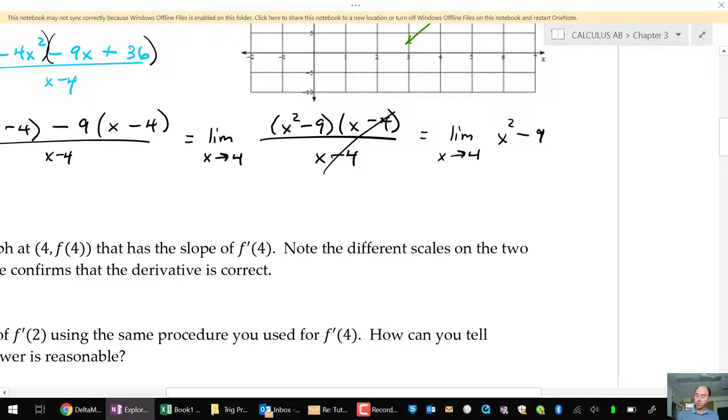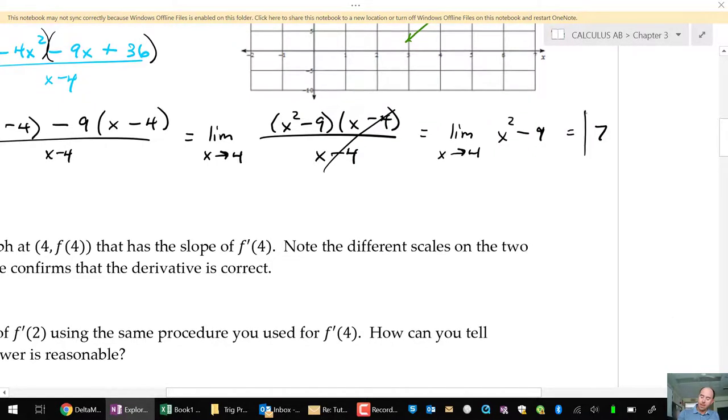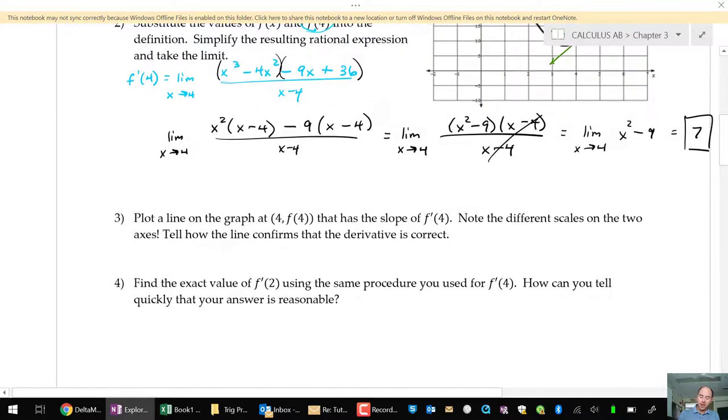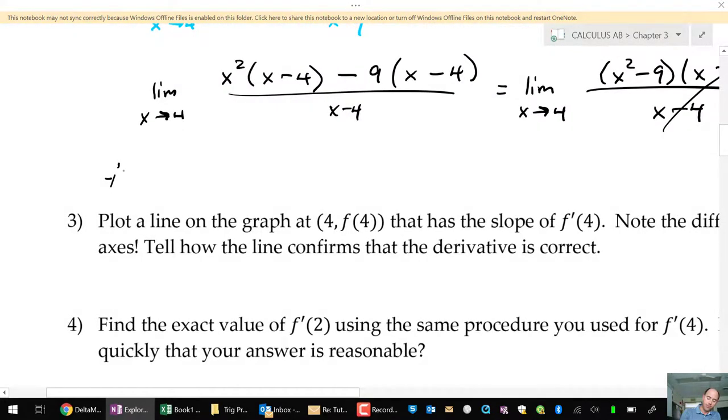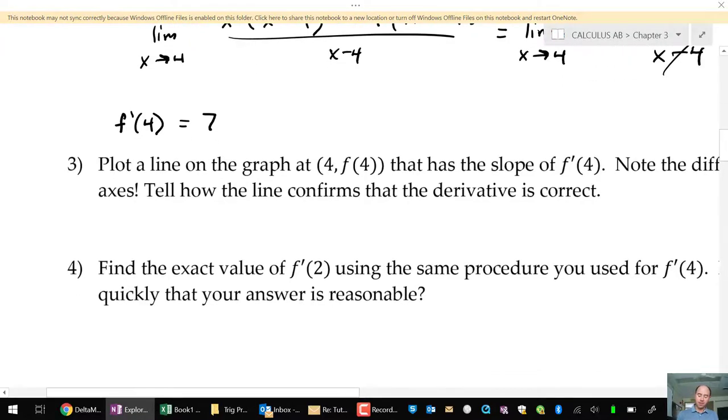So direct substitution will now work. 4 squared is 16 minus 9 gets me to 7. That is the derivative, the exact value of the instantaneous rate of change. I might even come back here and write down that f prime of 4 is exactly equal to 7. We're not approximating here. Because I use the limit of a difference quotient, I have the exact value of the instantaneous rate of change, the exact value of the derivative.